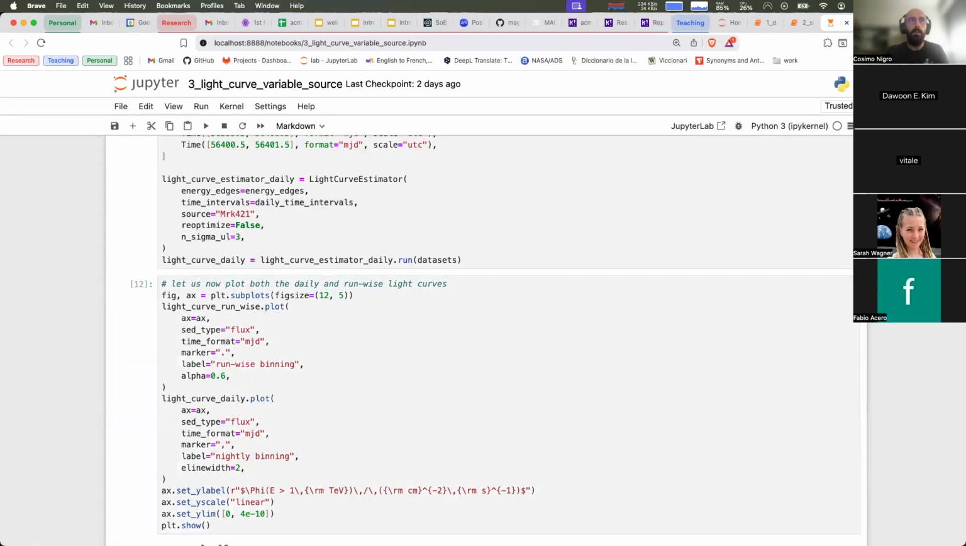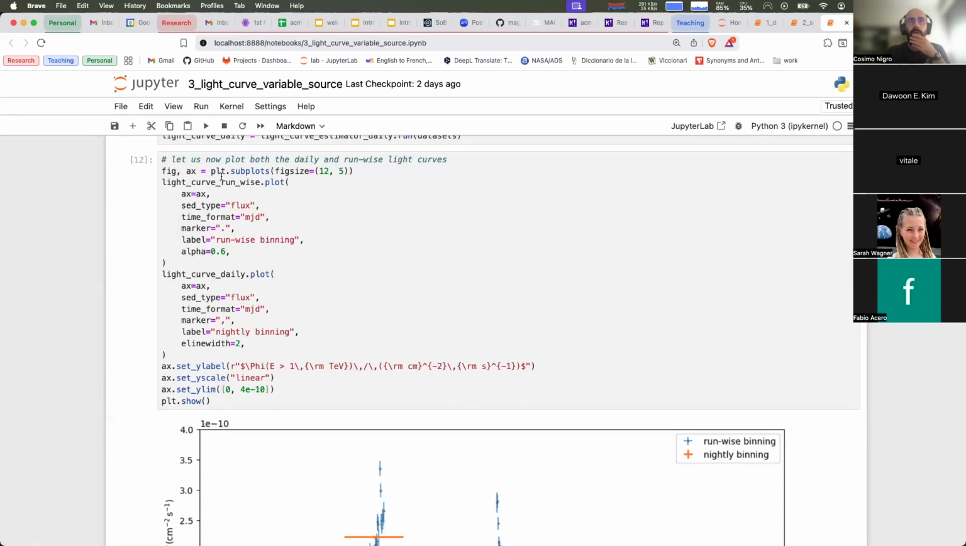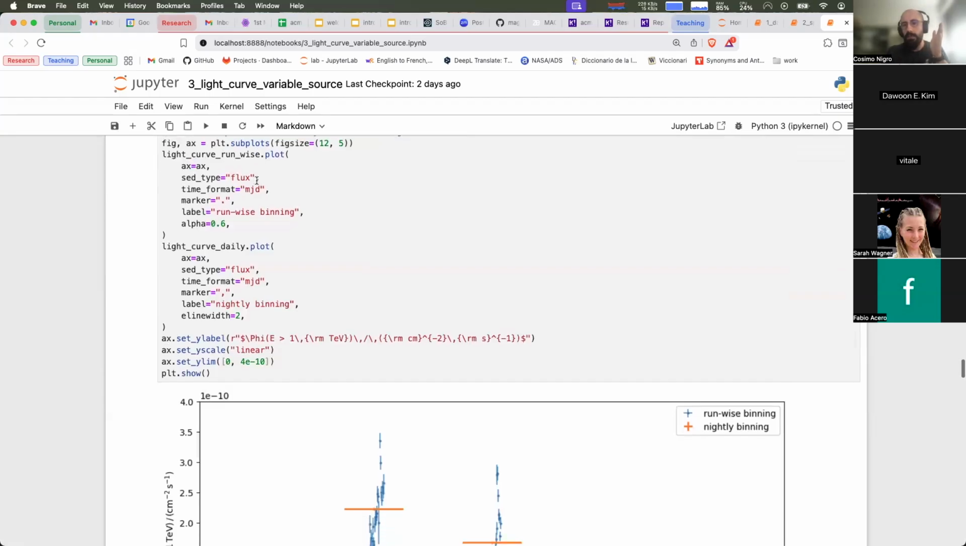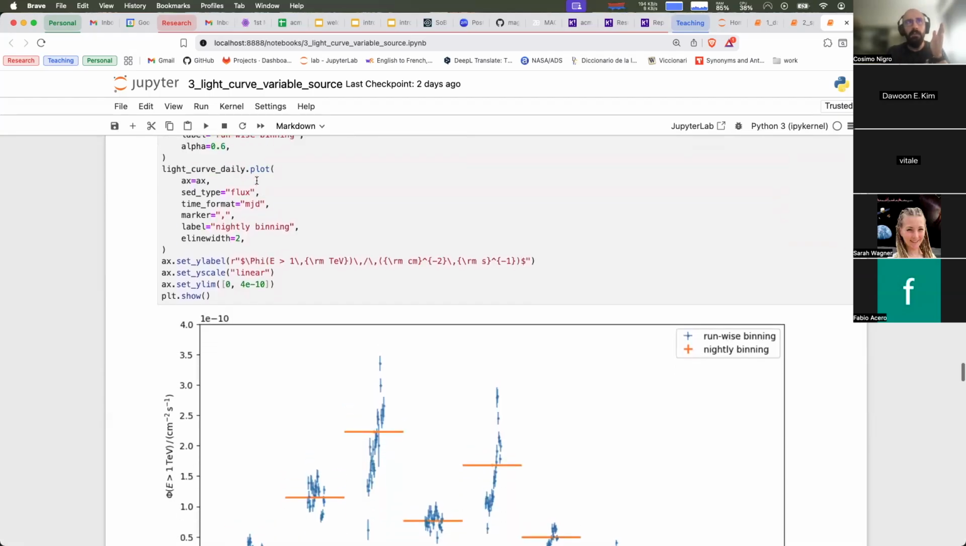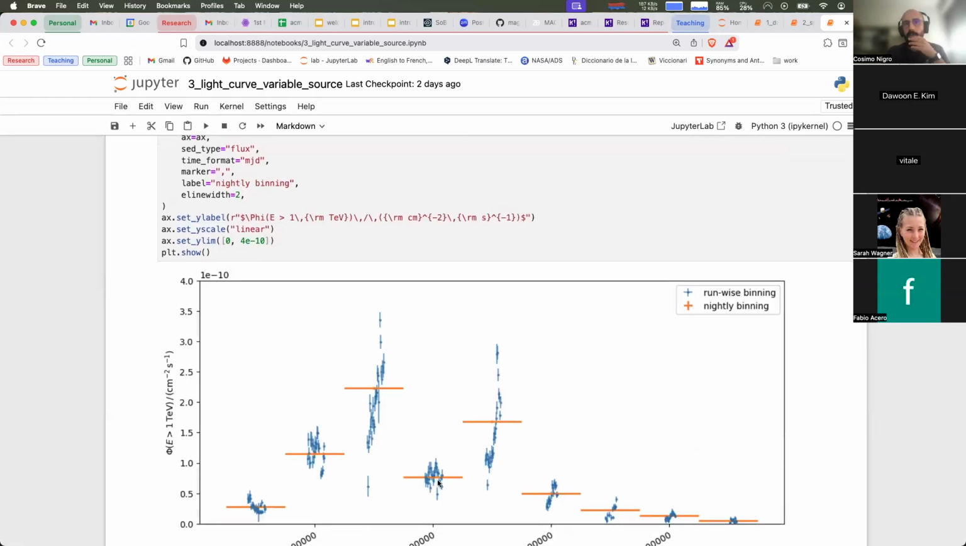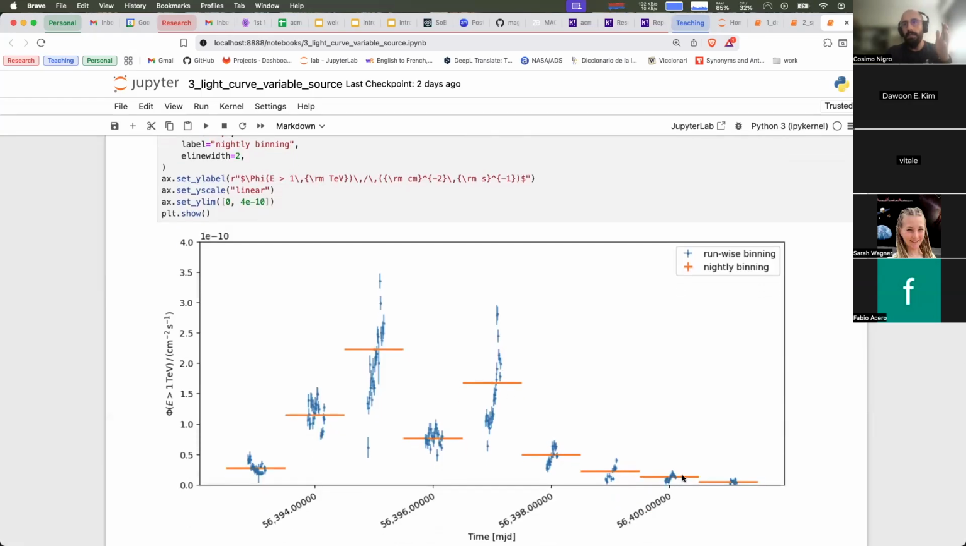And we can compare the two. So I have what I call the run-wise light curve, a light curve for which the flux was estimated in each observational run, and a daily light curve, a light curve for which the flux was estimated in each day. And if you wish, you can see that the results are consistent, because more or less the daily flux measurement is some type of average of the nightly measurements, okay?